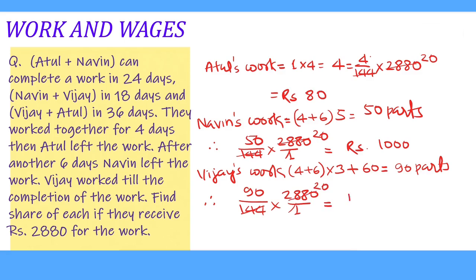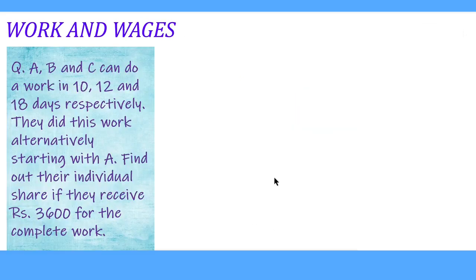So he gets rupees 90 multiplied by 20, which is rupees 1800. Thus Atul gets rupees 80, Naveen gets rupees 1000 and Vijay gets rupees 1800. This way they can share the amount of 2880 allotted for the whole work. Now we solve the next question.